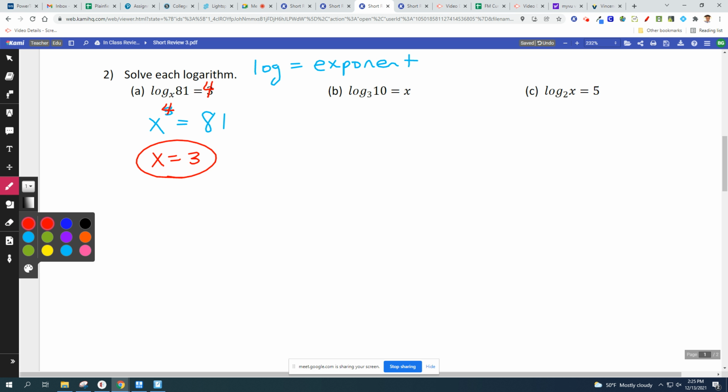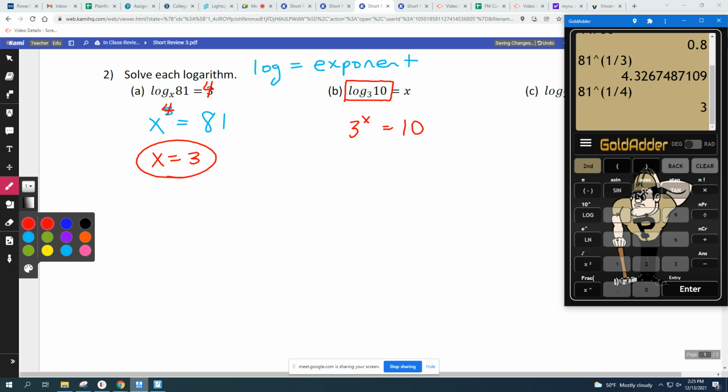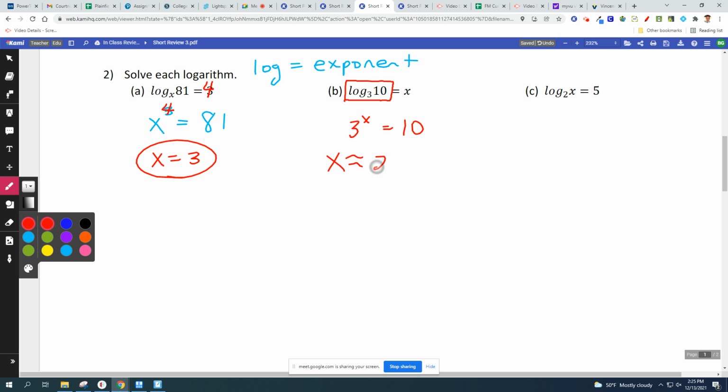So then for the next one, I could do the same thing: 3 to the x equals 10, but I don't need to in this case. When you've got log base 3 of 10, you can type that in on your calculator. Some of you have calculators where it will just type it in. Most of us have to use the change of base formula: log 10 over log 3. X is about 2.096.